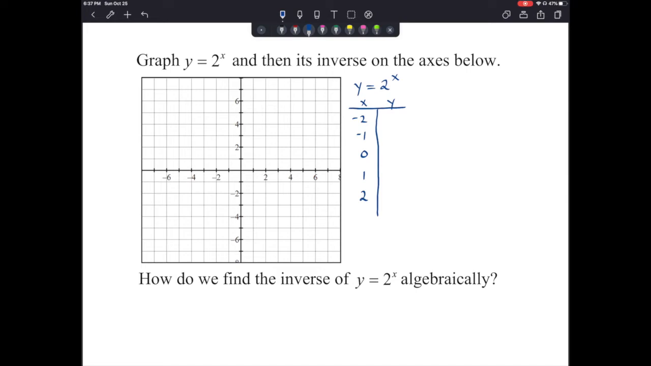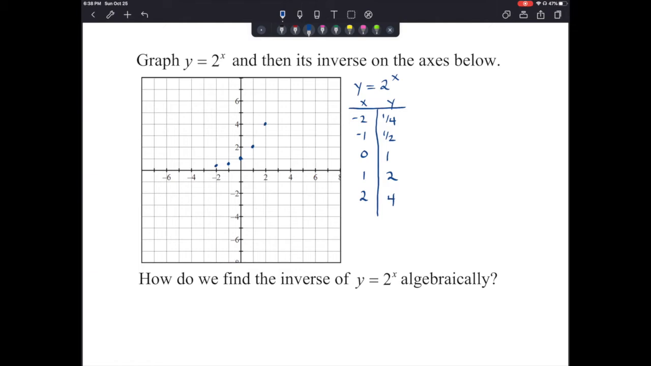So when I throw in -2, I should get 1/4 as my output. -1 should give me 1/2 as my output. 0 should give me 1, 1 should give me 2, and 2 should give me 4. Obviously, our outputs are doubling each time because we're multiplying by 2 an additional time. So let's just plot those values on our graph. We've got (-2, 1/4). We've got (-1, 1/2). We've got (0, 1), (1, 2), (2, 4).